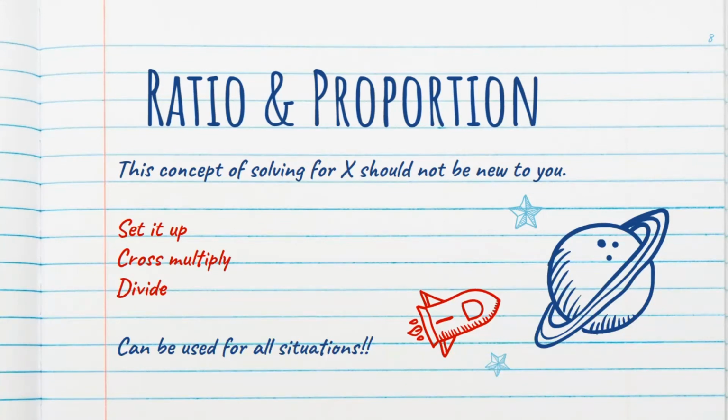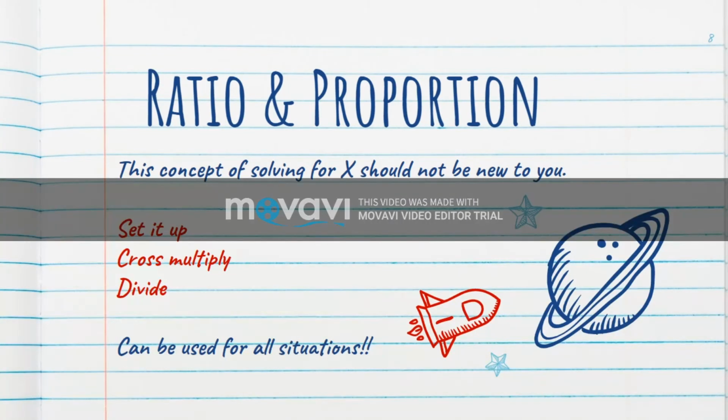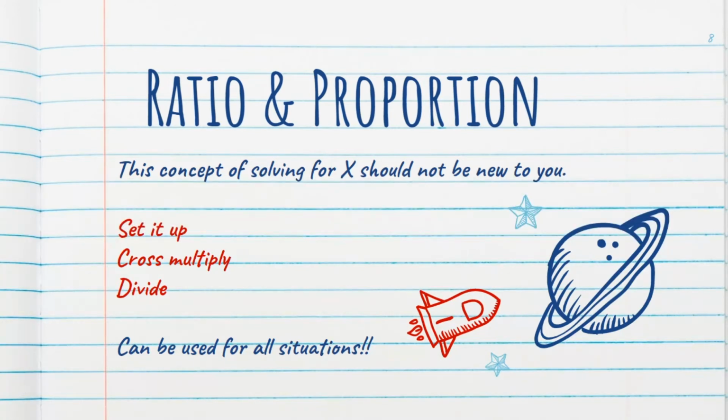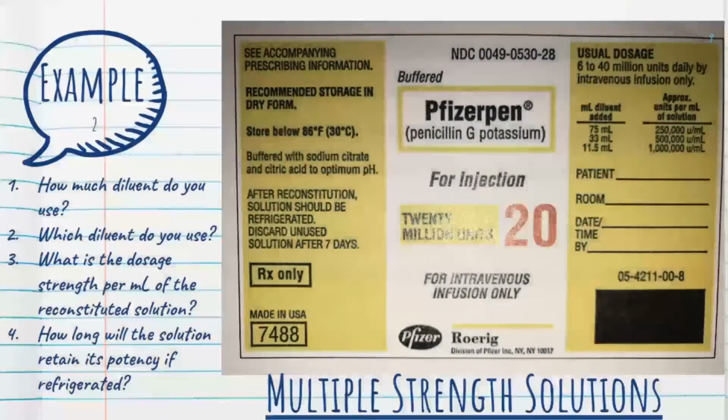If I've said it once, I've said it 100 times. Ratio and proportion is my favorite. It is not Miss Hall's favorite. If you don't like it, then you should consider talking to her. But this ratio and proportion can be used in any and all situations. It will be your friend if you learn how to use it properly.